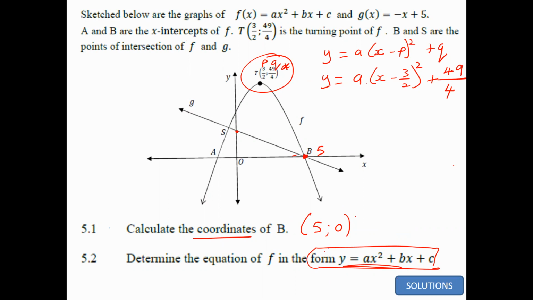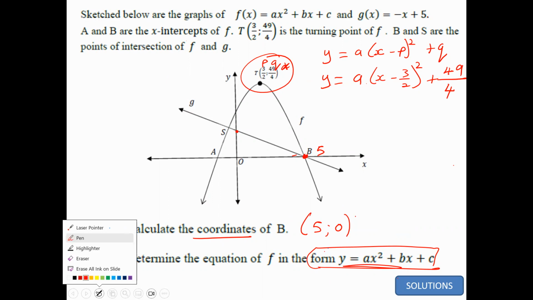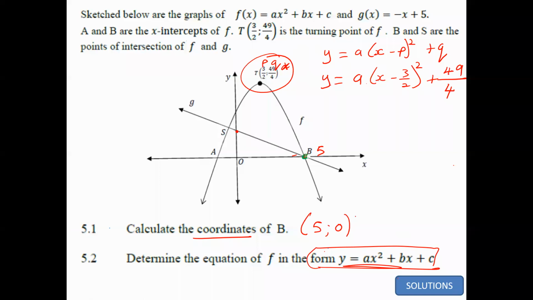Now, x and y, we can put in a coordinate on the graph. If we have any point on the graph, we can put it in. Is a point given on the graph? The x-intercept is given. So we have a point on the graph, the x-intercept, which is 5, 0. So where you got y, you're going to put 0, which is equal to a, and the x value given there is 5 minus 3 over 2 all squared plus 49 over 4. So I'm going to give you a minute now to solve for a. Take your calculators out, work that out, tell me what you get for a.